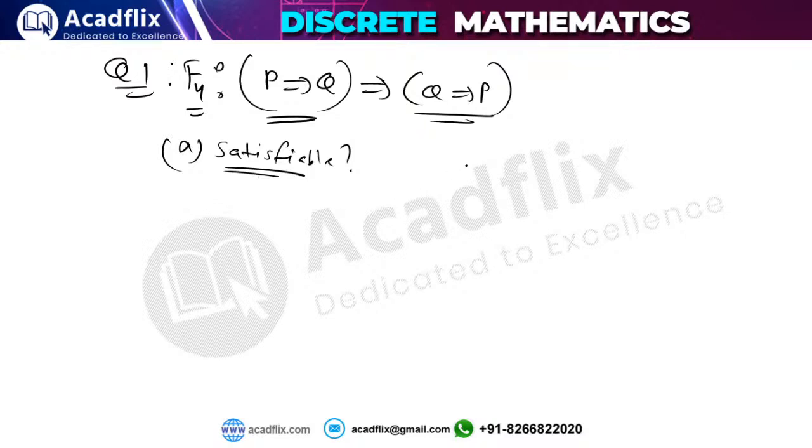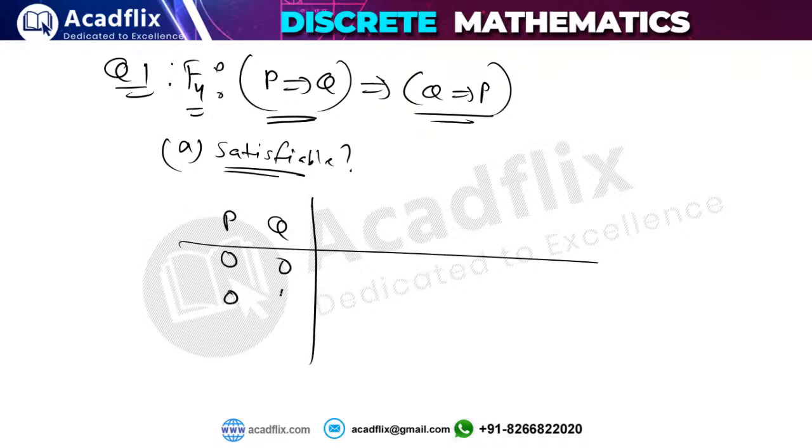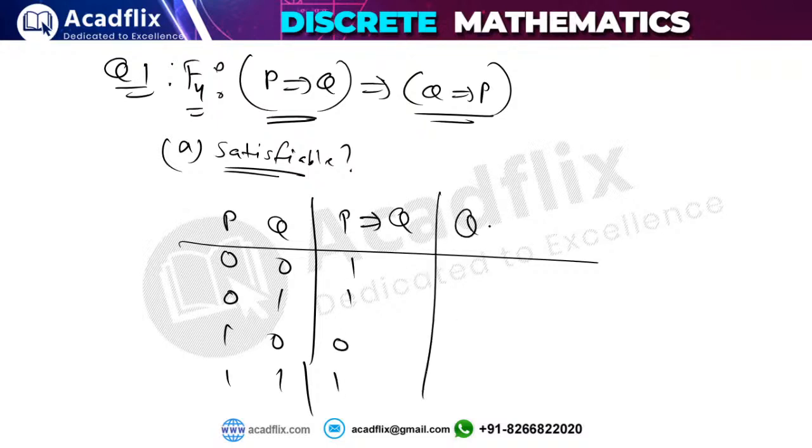What you can do, either you can solve it using truth table. Let me give you the first solution, using the truth table. So P, Q, what is P implies Q? The truth table of P implies Q you already know. This will be 1101. What will be the truth table of Q implies P? This will be 1011.